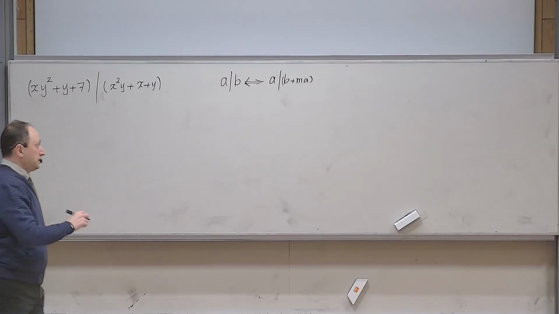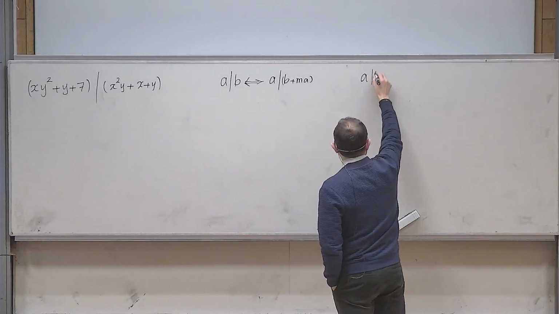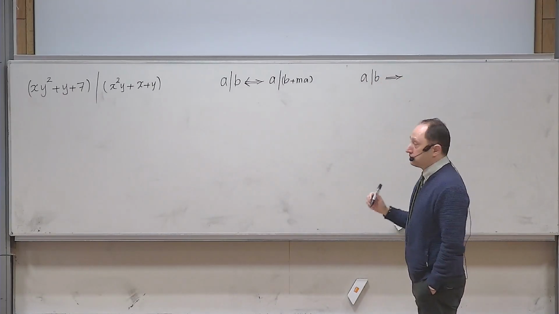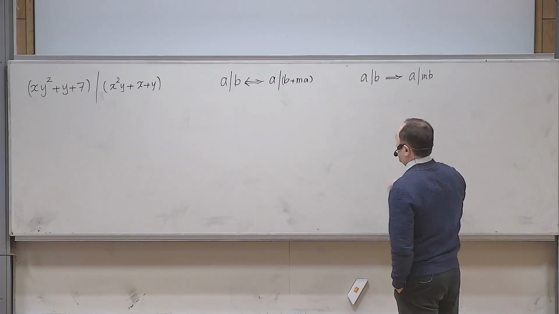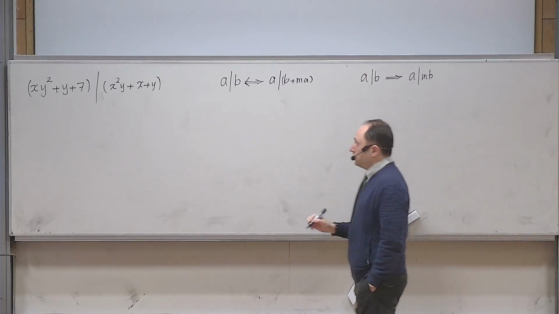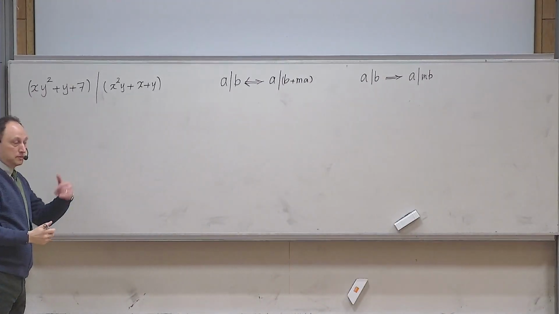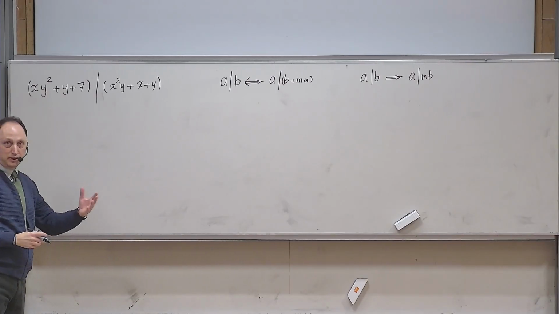But we also had a theorem in lecture 2, if I remember correctly. If A divides B, I can multiply the right-hand side by an integer, so I can conclude that A also divides MB. If you have watched the previous videos on this playlist, you have enough experience, so I will not explain that much now.